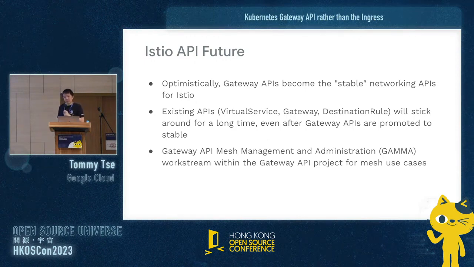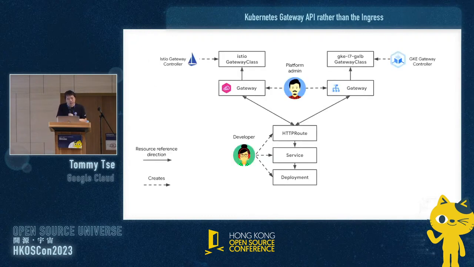If you have been using Istio, you may be familiar with virtual service, the Istio gateway, and also some destination rules that are other objects. They will stick along for a long time. It's just similar to the Ingress API in Kubernetes. So we still continue to support that. And also there's a new work stream, a supported part of the Gateway API project, called GAMMA. That's basically to help strengthen the integration between the Gateway API and the Istio project.